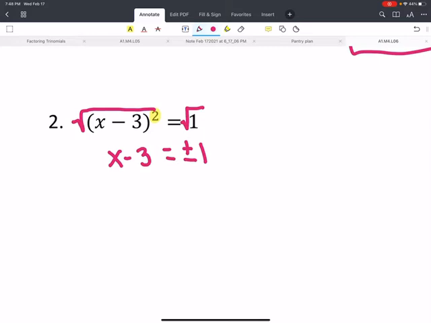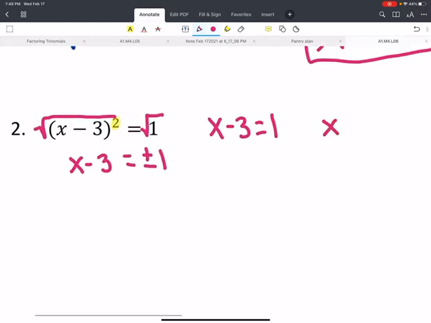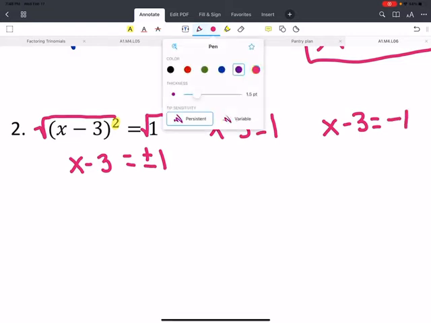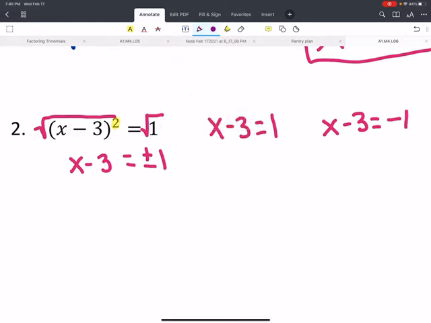Okay, so we have 2 ways we can solve this. We've got x minus 3 equals 1. Also have to consider that x minus 3 could equal negative 1. So I took this and I wrote it out into 2 equations here. And I have to solve both of those.